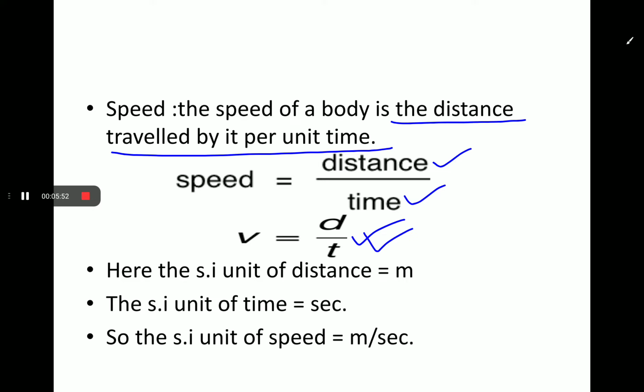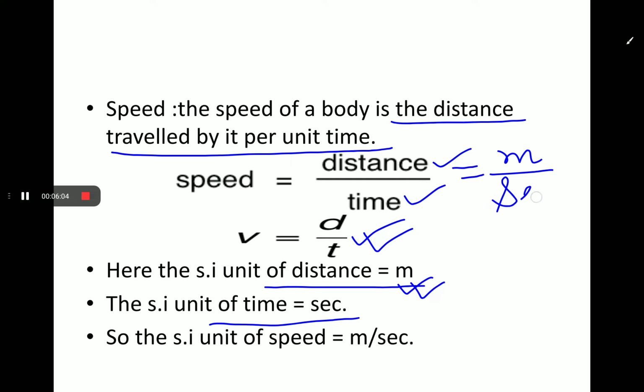Now, we know that the SI unit for distance is meter and the SI unit for time is second. So, the SI unit of speed becomes meter per second. That's why it is written here, the SI unit of speed is meter per second.